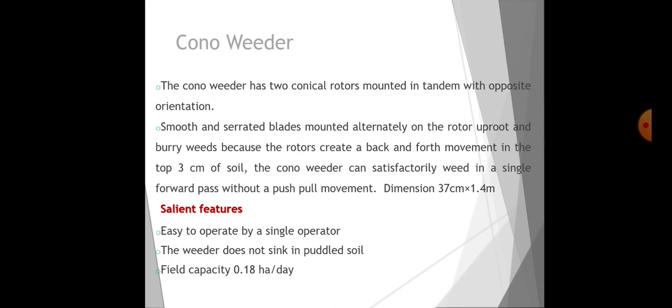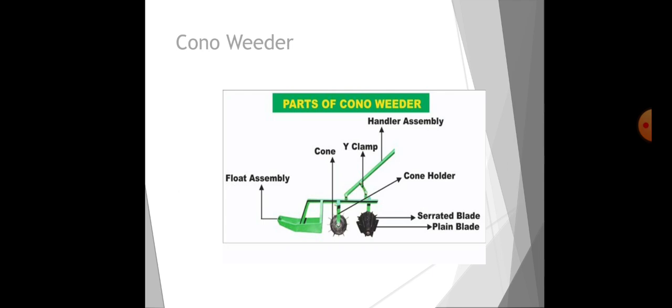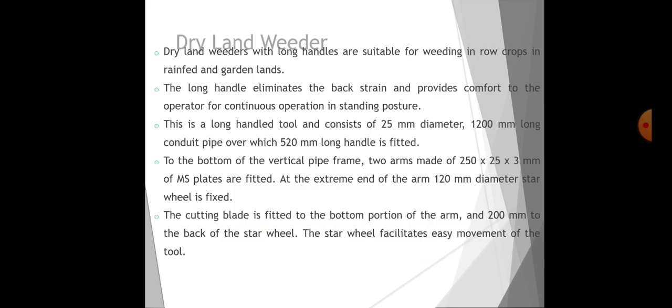The weeder does not sink in puddled soil. The field capacity is 0.18 hectare per day. Next, we see the parts of the weeder. It has a float assembly, cone, Y clamps, then handle assembly. Then we have the cone holder, serrated blades, and the plain blades.